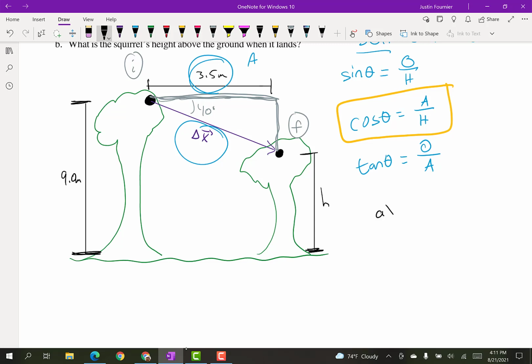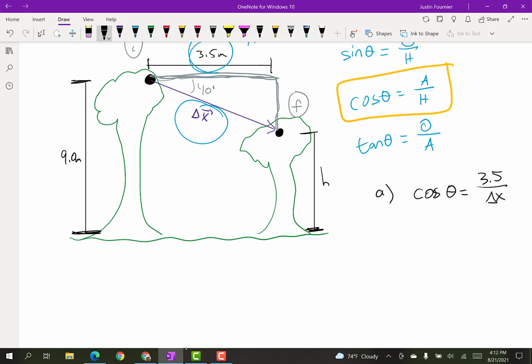So here's part A. I'm going to use cosine of my angle is equal to my adjacent, which is 3.5 meters, divided by my displacement, which is the hypotenuse.